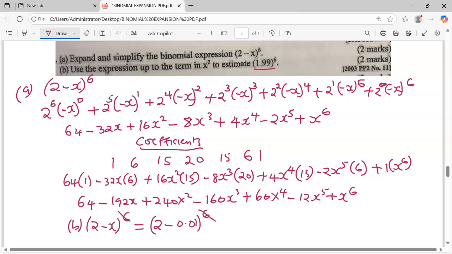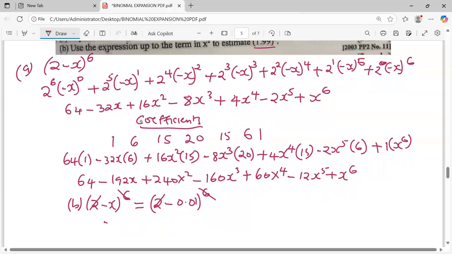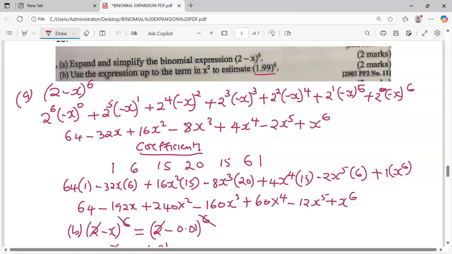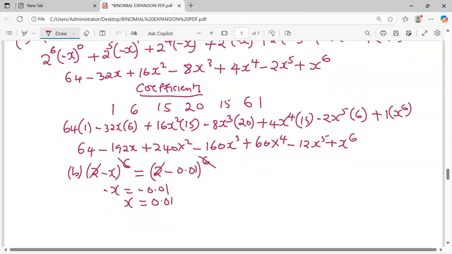The power of 6 and power of 6 will cancel. 2 and 2 will cancel. That gives us negative x being equal to negative 0.01, and the value of x will finally be positive 0.01. Once we have gotten that, remember we are supposed to use the expression up to the term x squared, and therefore we are going to use the first three terms. That is, 64 minus 192x plus 240x squared.